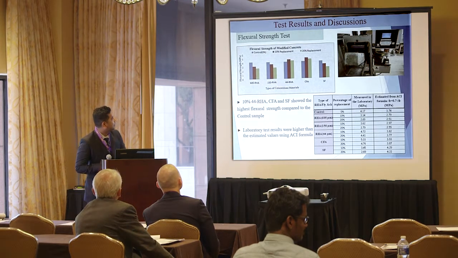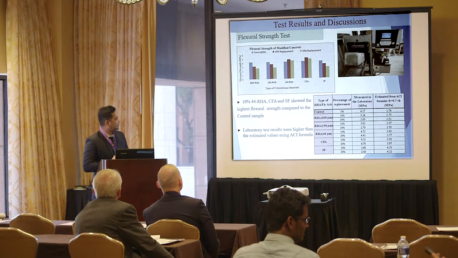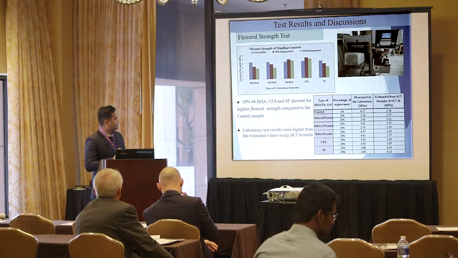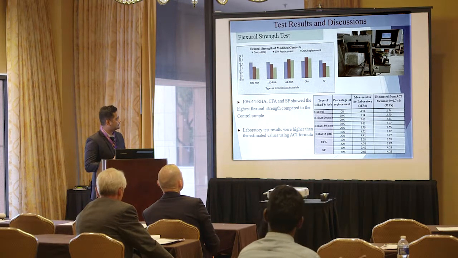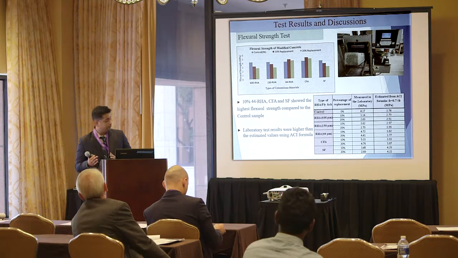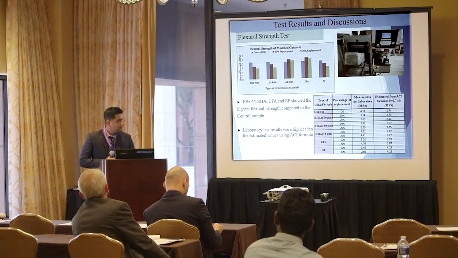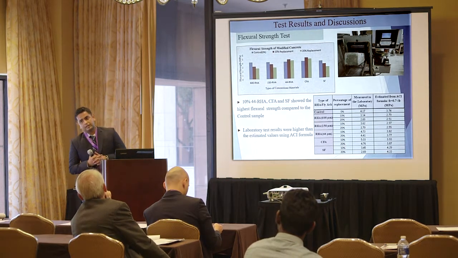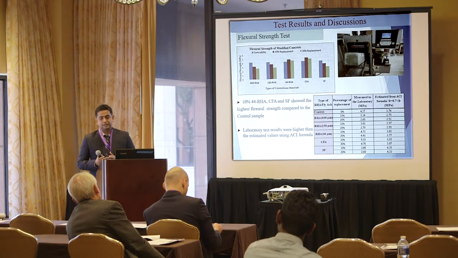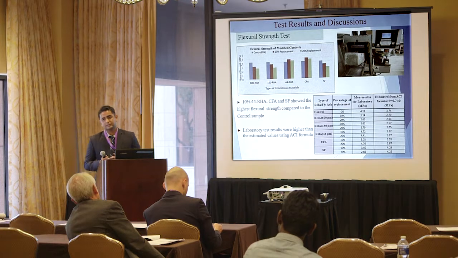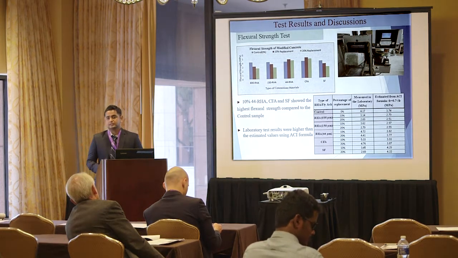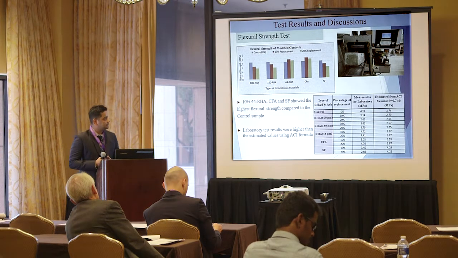So this is the flexural strength test I conducted, and it also followed the same trend: 10% of 44 micrometer RHA, CFA and silica fume showed the highest flexural strength compared to the control sample. And I also calculated the estimated flexural strength using the ACI formula. It is seen that the laboratory test result is higher than the estimated results.